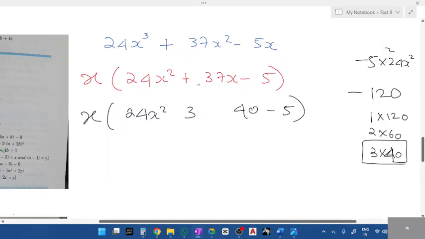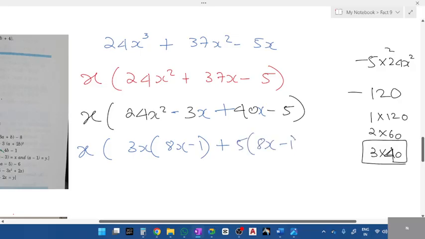Okay, plus is 37. Before 37 there is plus 40. What should I put before 3? Minus or plus? Minus. X as it is. What is common? Okay, 8x minus, plus, 8x minus, x as it is. 8x minus 1 into.